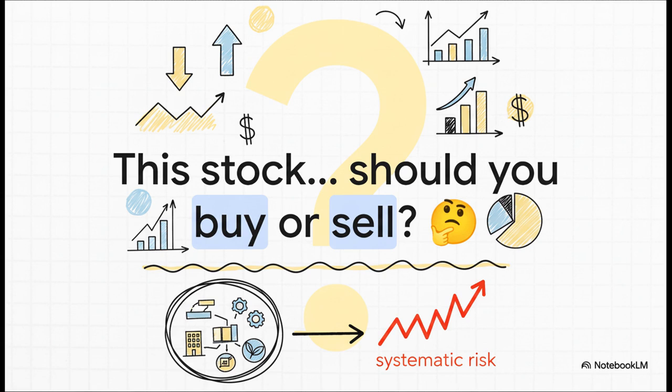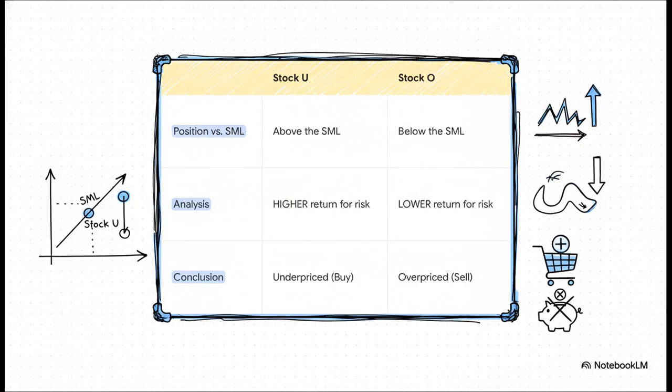And then you just compare your own forecast to what the SML says. And here's the magic trick. If your stock plots above that SML line, you might have found a bargain. It means it's expected to deliver a higher return than it should for its level of risk. We'd call that underpriced. And if it plots below the line, it's probably overpriced, not offering enough return for the risk you're taking. The whole game for an analyst is to find those dots floating above the line.